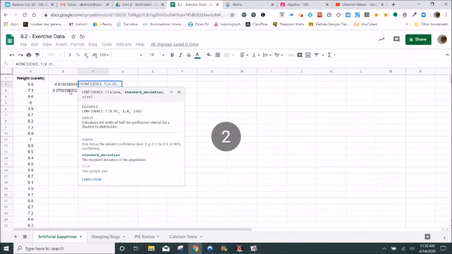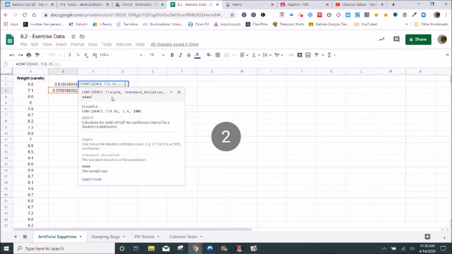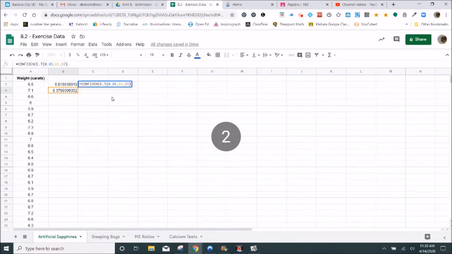Standard deviation I'm going to set at B3. And then the size is the sample size. So the sample size, it said 37, so 37 artificial sapphires. Now what this gives you is actually the E, right? So this is the amount or the margin of error.